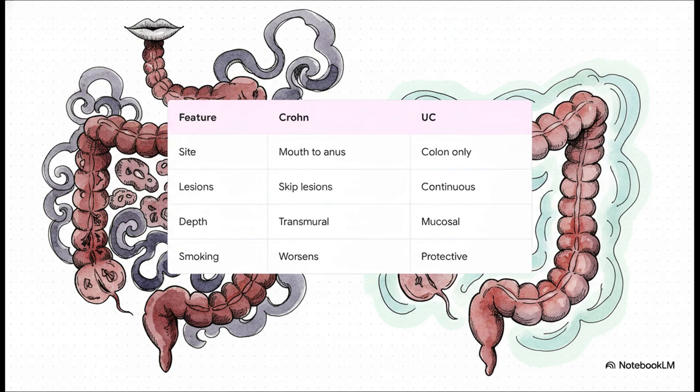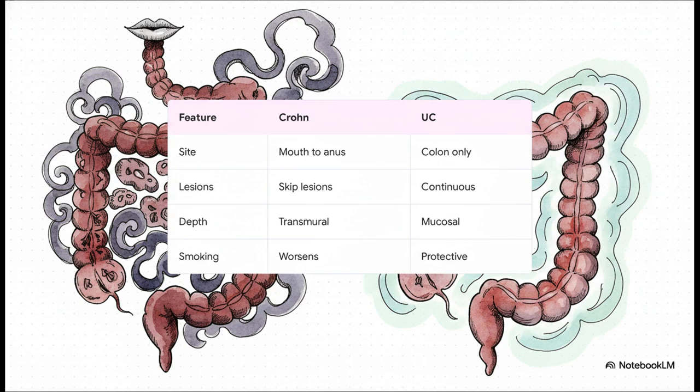Now let's put Crohn's disease head-to-head with ulcerative colitis. This is an absolute must-know differential for any medical board exam. Let's look at the location. Crohn's is mouth to anus. UC is strictly confined to the colon. For lesions, Crohn's features those patchy skip lesions. UC is continuous. As for inflammation, Crohn's is transmural, extending deep. UC is just superficial, mucosal only. Complications, Crohn's frequently forms fistulas, while UC is much more prone to toxic megacolon.